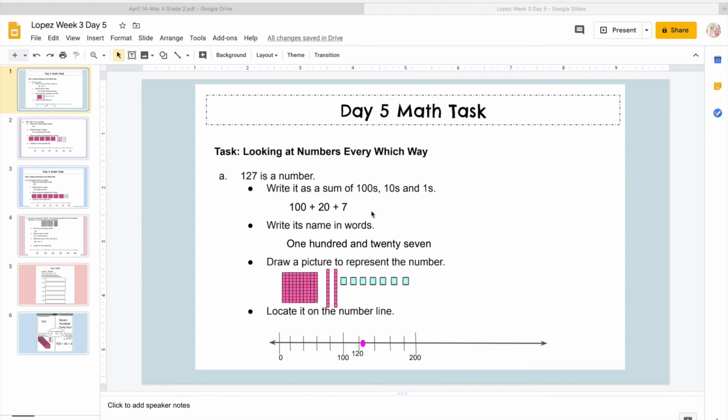We have a math task and then we have some worksheets and a little bit of fluency practice at the end. So we will just go ahead and get started. Here on our day 5 math task, our task is looking at numbers every which way. So we're going to be looking at numbers in different ways.